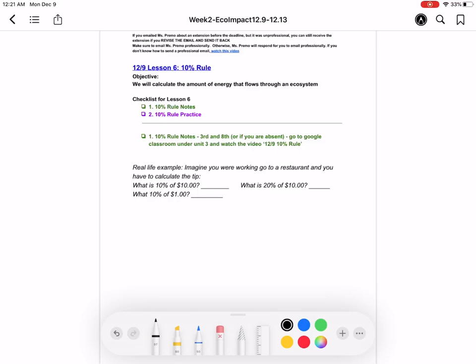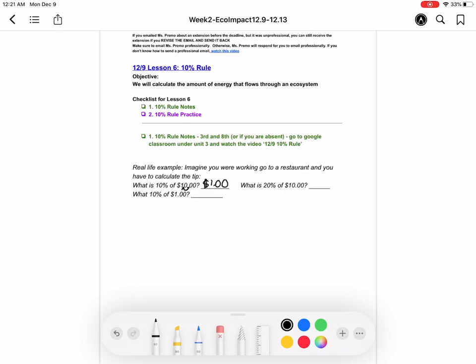So 10%, we're going to practice what is 10% of $10. The way that you calculate 10%, the easiest way is you find the decimal and you move it one place to the left. 10% of $10 is $1.